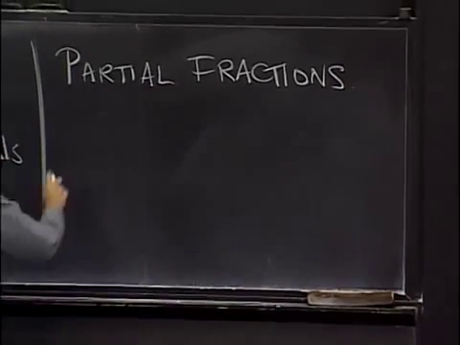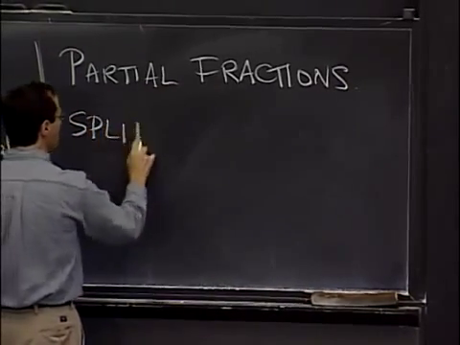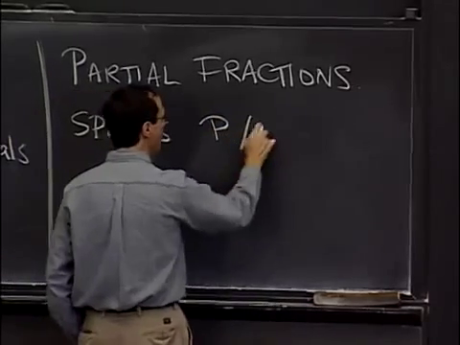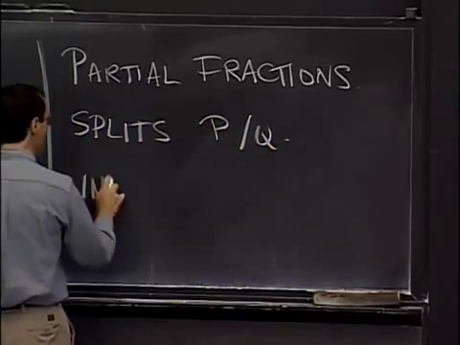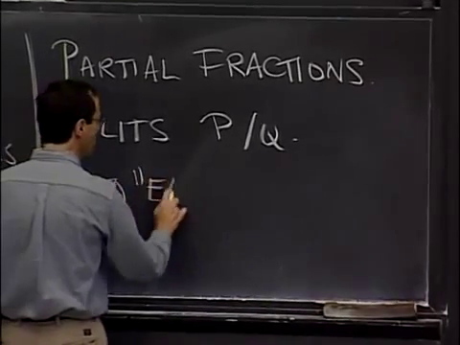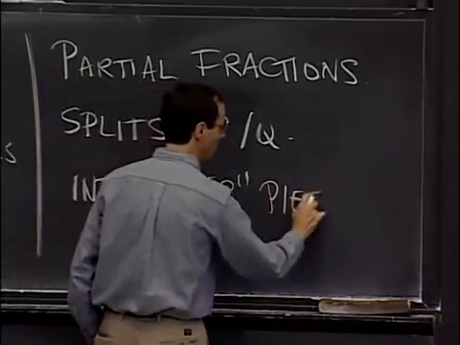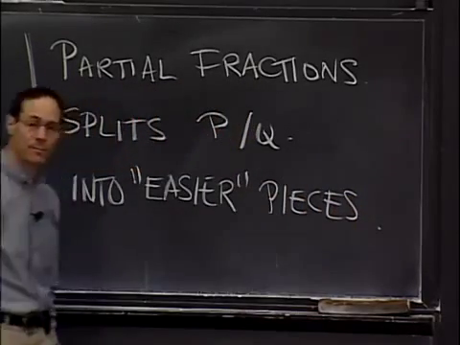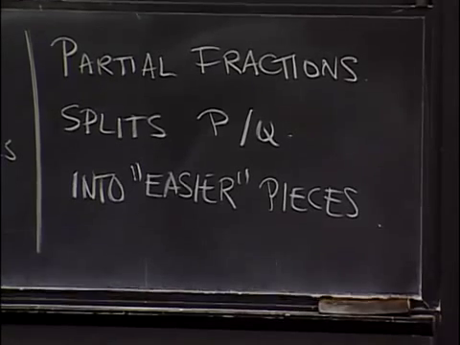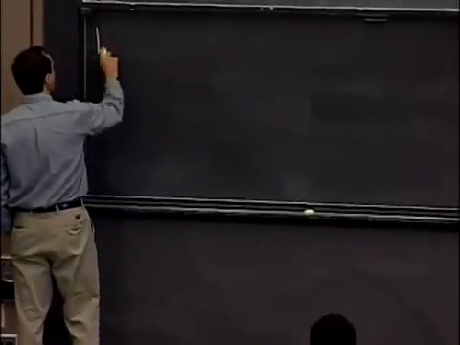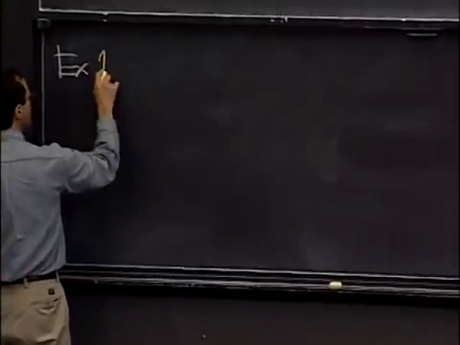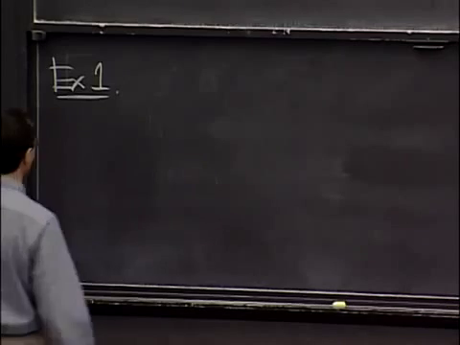What this does is it splits p over q into what you could call easier pieces. All right, so that's going to be some kind of algebra, and that's what we're going to spend most of our time doing today. I'll start with an example, and all of my examples will be illustrating more general methods.